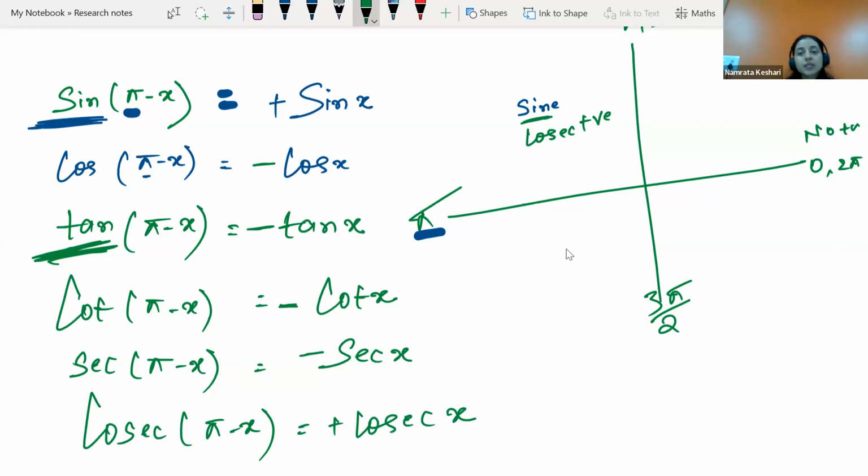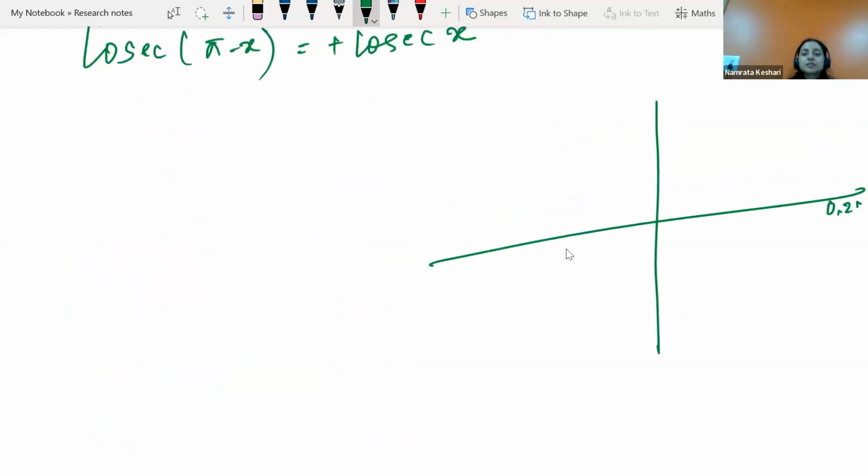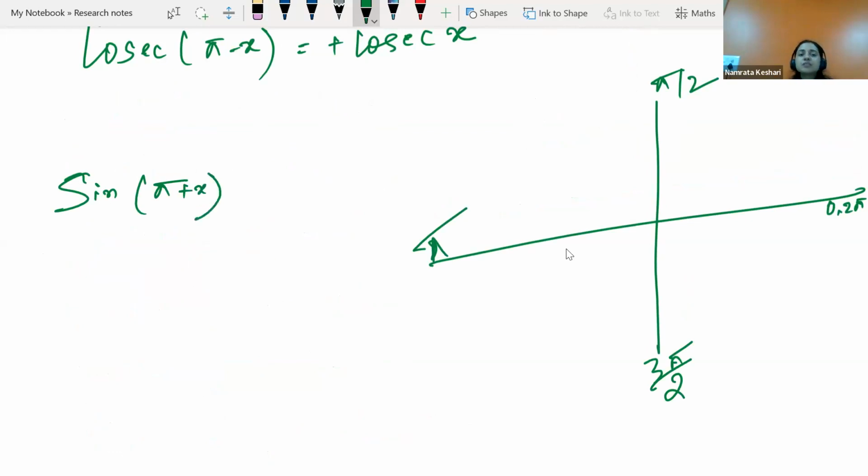Let's do it quickly. Sine of pi plus x. Sine, no transformation. Sine will remain sine. But the question is, will it be positive or negative? Who will say?